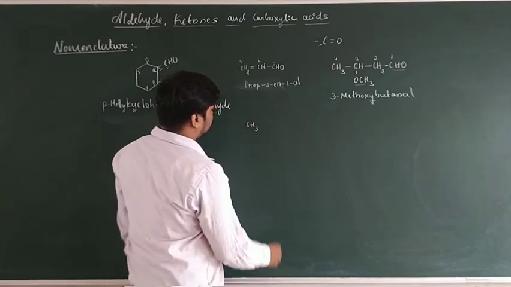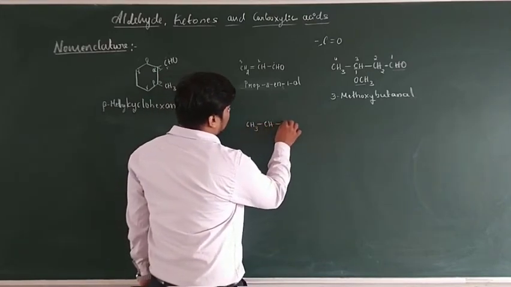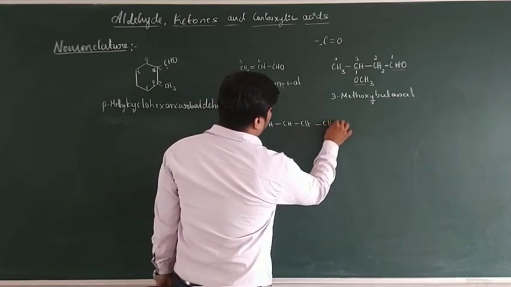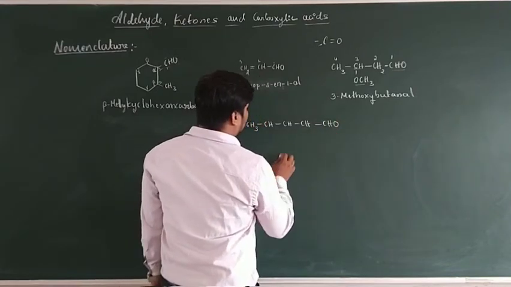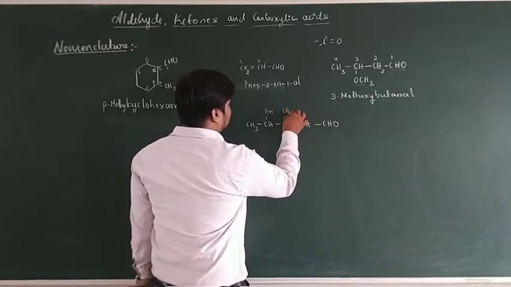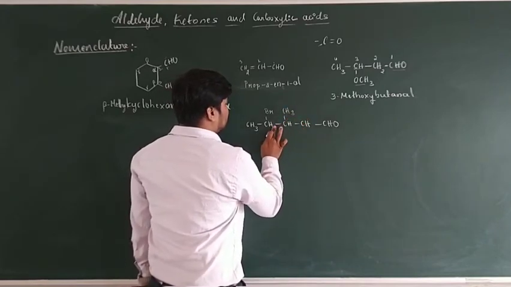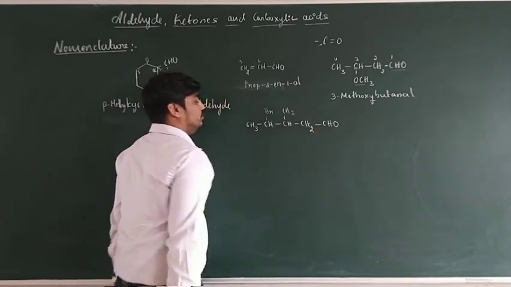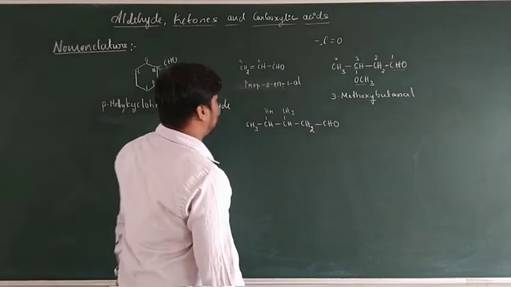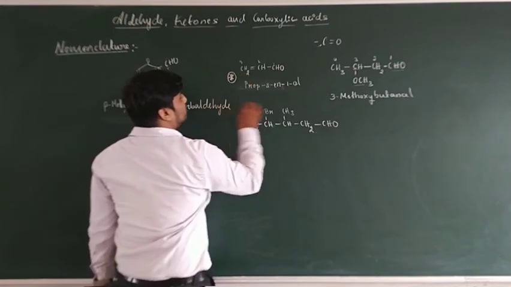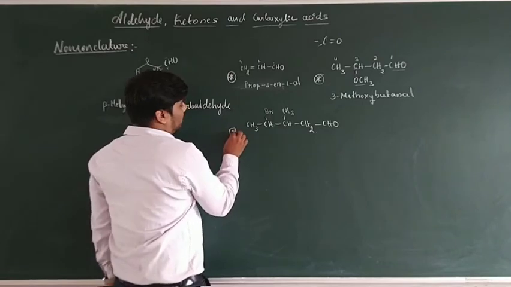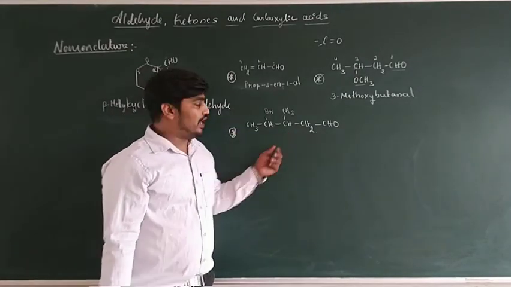CH3, CH, 1, 2, 3, 4, 5. Here I am writing the two substituents. Okay, one is Br, another one is CH3. Here 2, CH. Okay. What is the IUPAC name of this compound? Okay, here we have the example. This is the third example for aliphatic aldehydes.